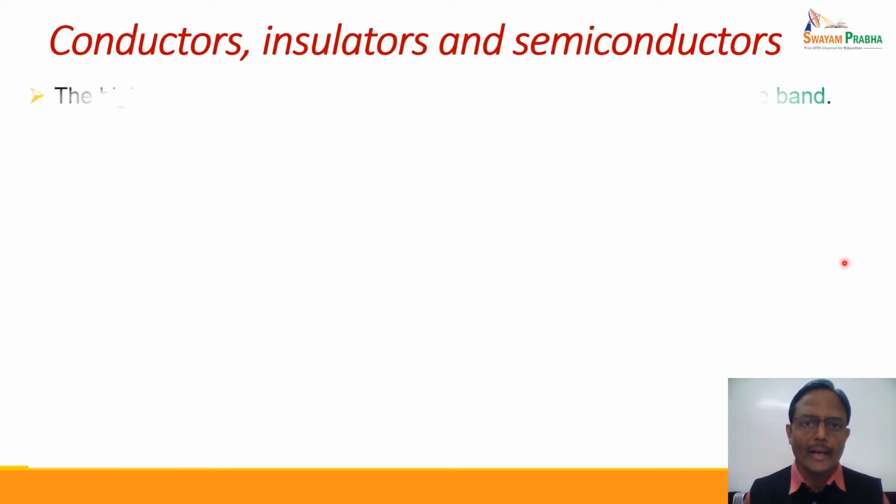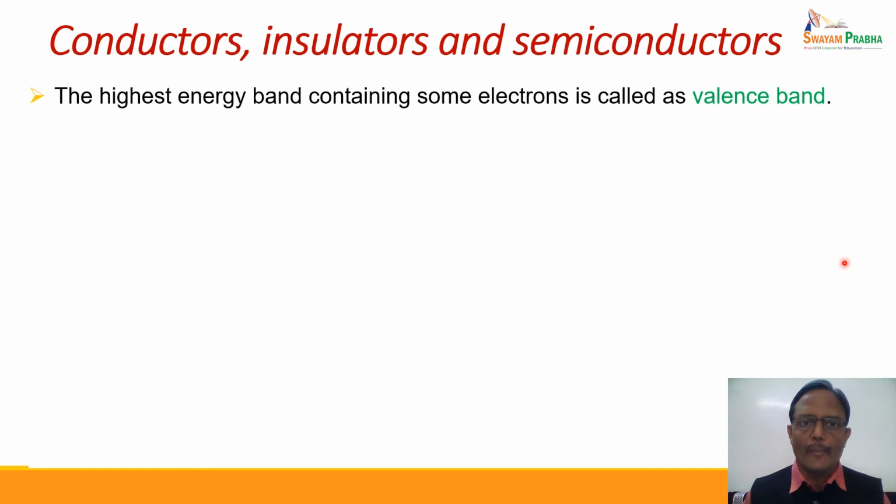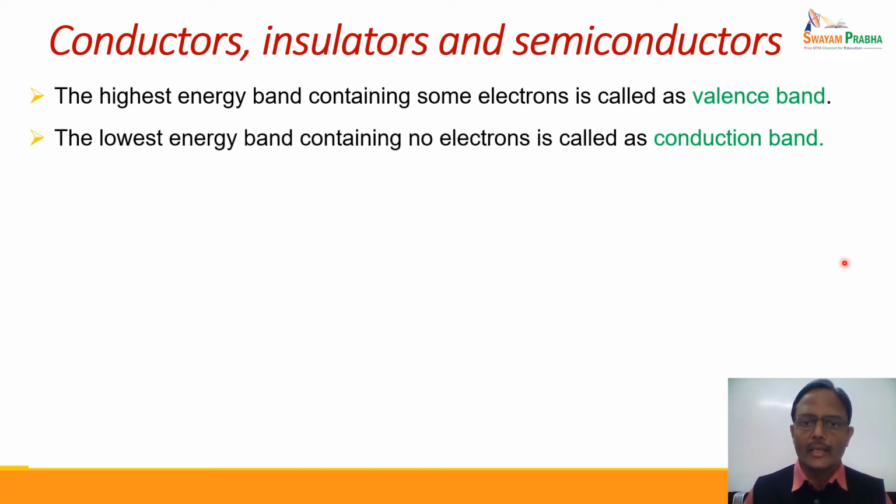According to this band theory, the highest energy band containing some electrons is called a valence band, while the lowest energy band containing no electrons is called a conduction band. So these two bands are extremely important. One is the highest occupied band and the second is the lowest unoccupied band. Both of them play an extremely important role in deciding whether the substance is a conductor, insulator or semiconductor.